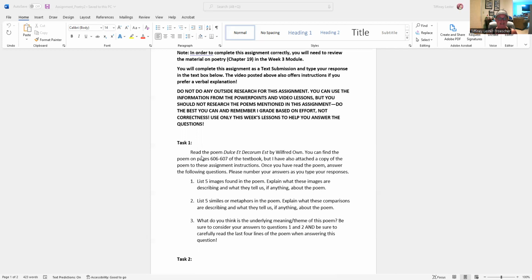Number 2, list 5 similes or metaphors in the poem. There's a combination of both. So list 5 similes or metaphors, and for each one you list, explain what is being compared. Remember, a simile is comparing 2 things using the words like or as. A metaphor is comparing 2 things, but the 2 things are so similar, it's like they are the same thing. So if it's a simile that you've listed, what are the 2 things being compared? If it's a metaphor you've listed, what are the 2 things being compared? How does each one relate to the poem in general?